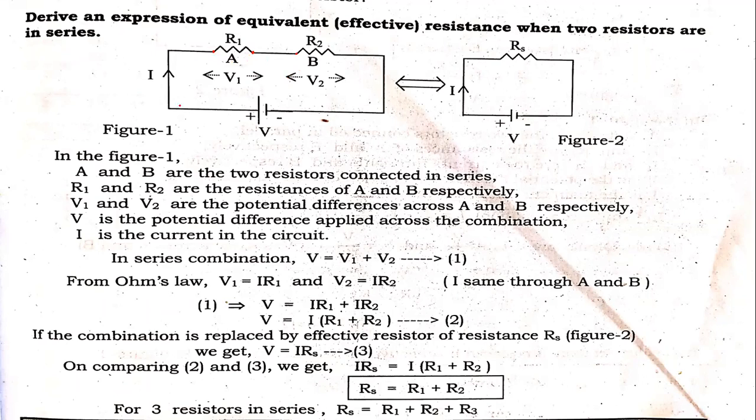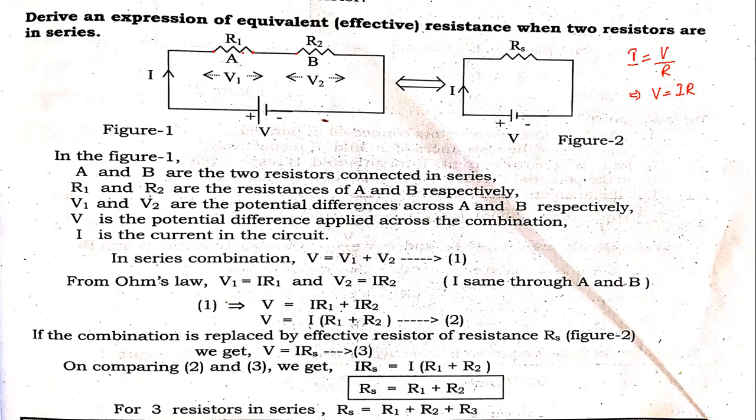These two resistors are connected to a battery. The potential difference across the battery is V; this is the positive terminal and this is the negative terminal. As the battery is connected, current flows through the circuit. Let I be the current flowing through this circuit, and let V1 and V2 be the potential difference across R1 and R2 respectively. Ohm's law says I equals V divided by R, so the potential difference across a resistor is V equals I into R, where I is the current in the circuit and R is the resistance.